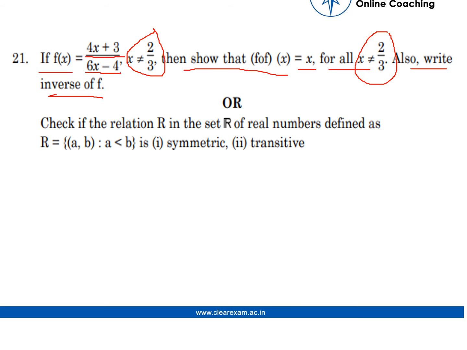The other question is to check whether a relation R in the set of real numbers, defined as R = {(a, b) : a is less than b}, is symmetric or transitive.